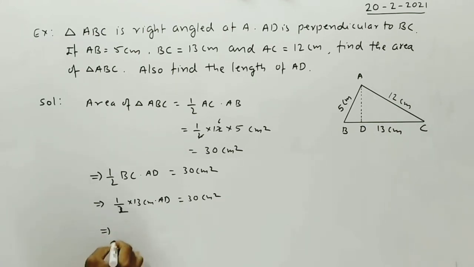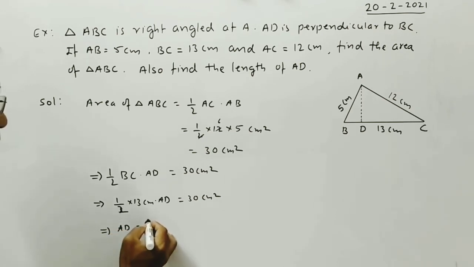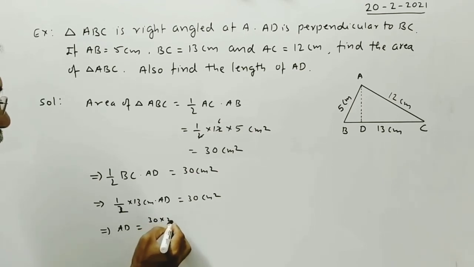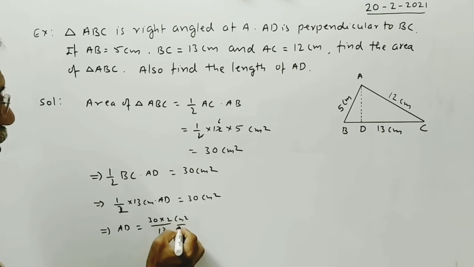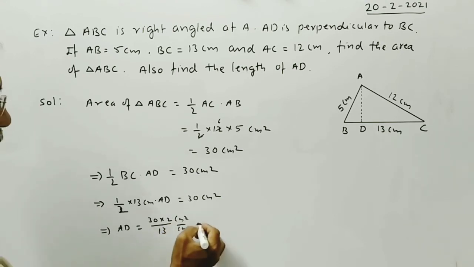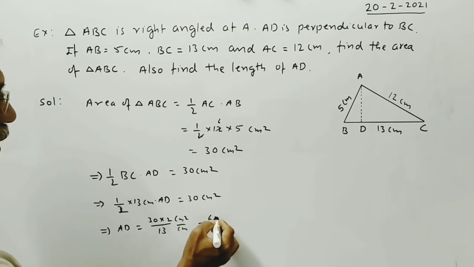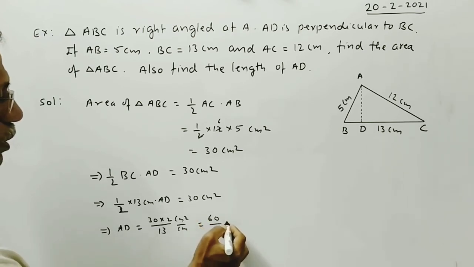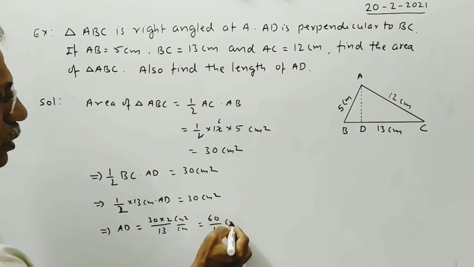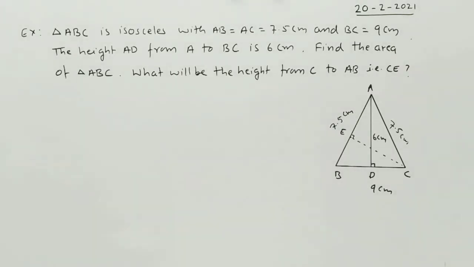This implies AD is equal to 30 into 2 divided by 13 square centimeter divided by centimeter is equal to 60 by 13 centimeter.